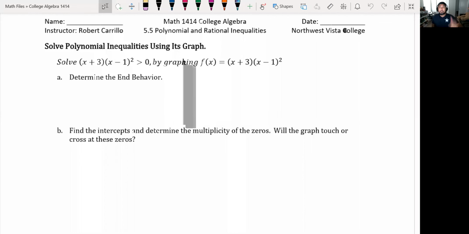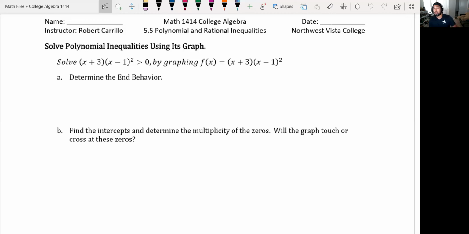All right, y'all. This is 5.5, the last section before exam 2. We've been graphing polynomials and rational functions, and now today we are going to solve polynomial and rational inequalities. There's two ways you can do this. You can, one, graph it, or two, solve it algebraically by making a number line, which is a lot faster.